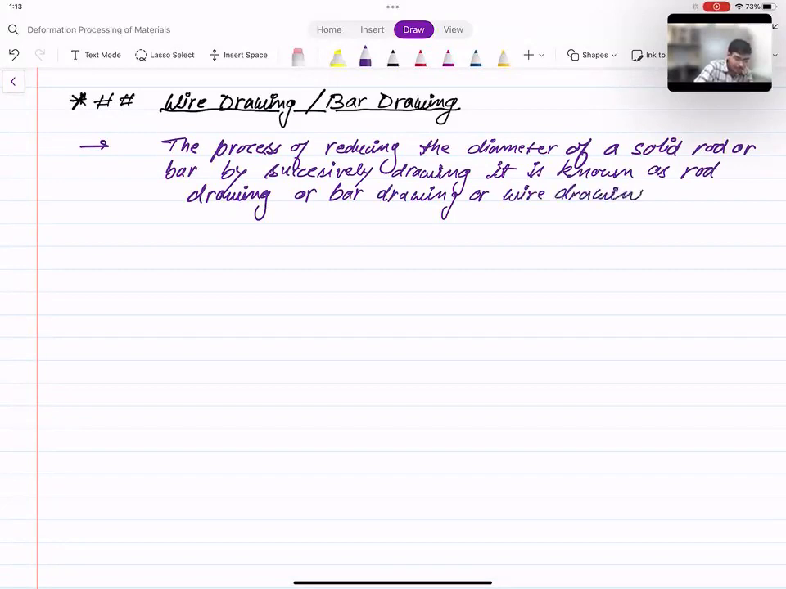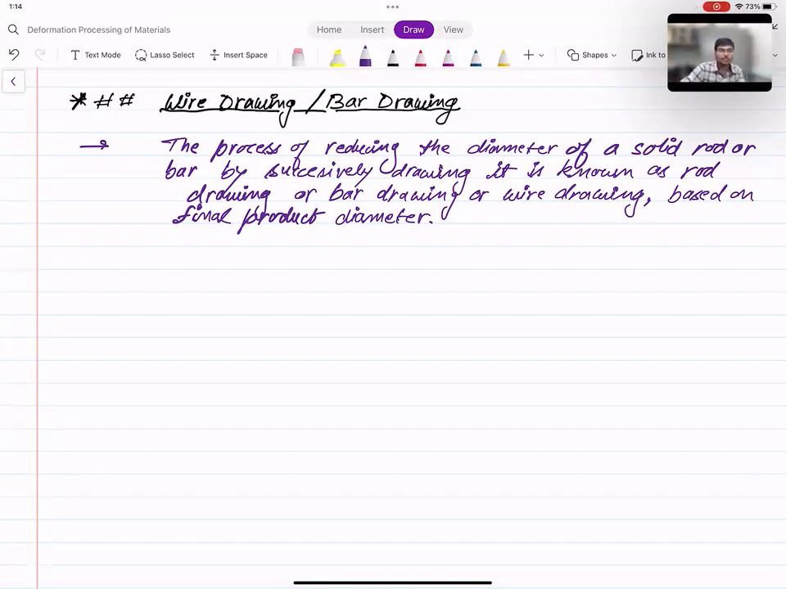Depending on the final product, these nomenclatures are given based on the dimensions or diameters of the final product, based on final product diameter. Okay. So this is also a forming process.